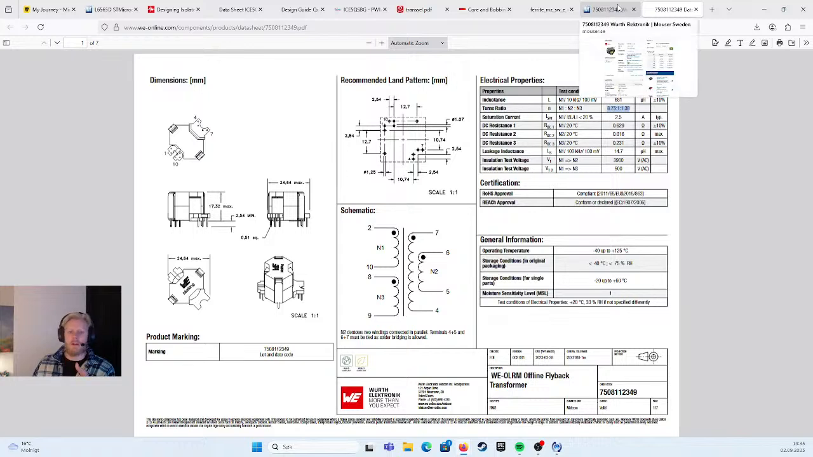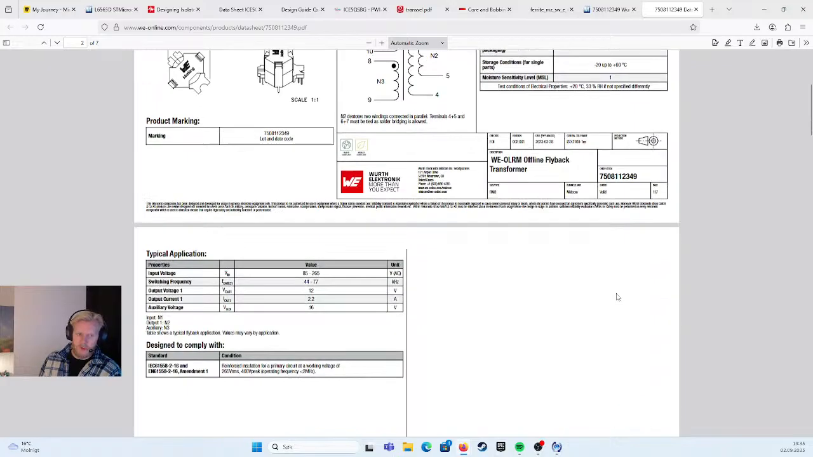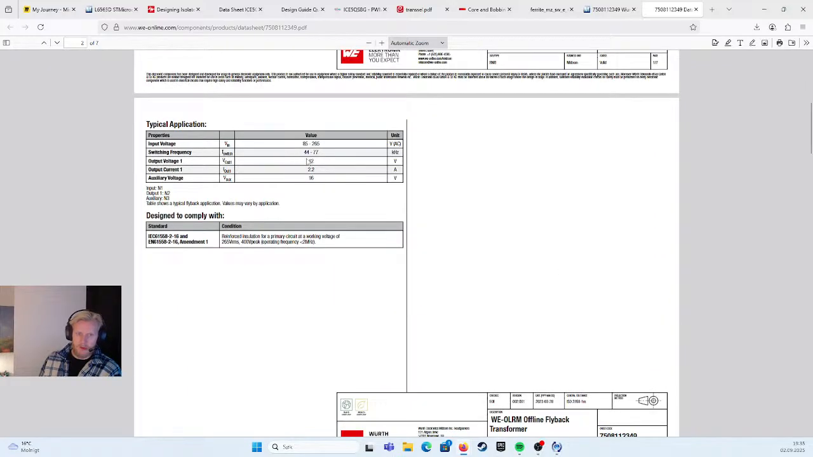But since we're learning all of this anyways, this is how we're gonna do it. We're gonna select a component that looks to be, at least it looks to be within the specifications, and then we see how it goes. But yeah, it looks to be perfect for this application.